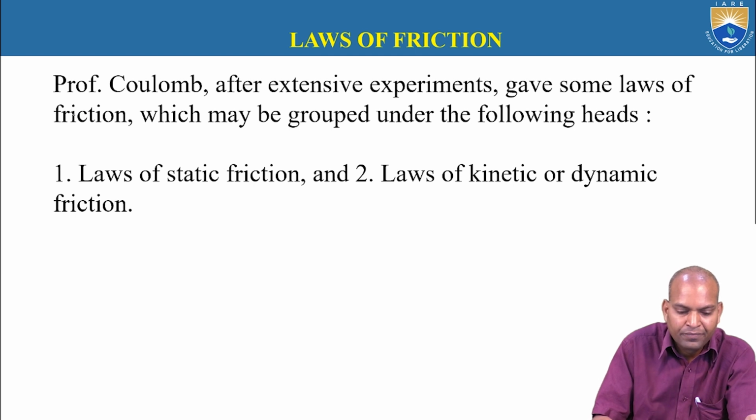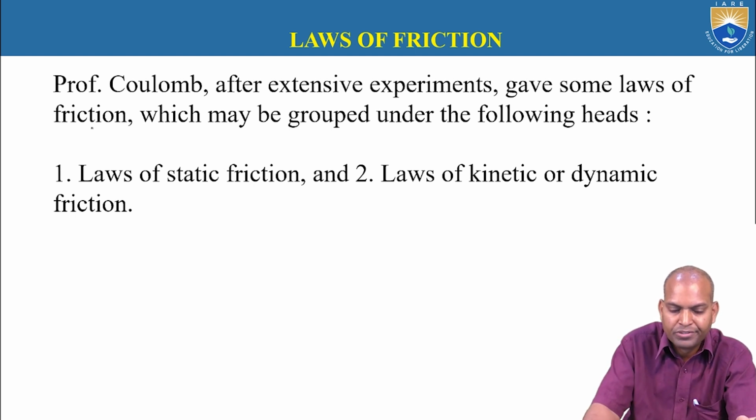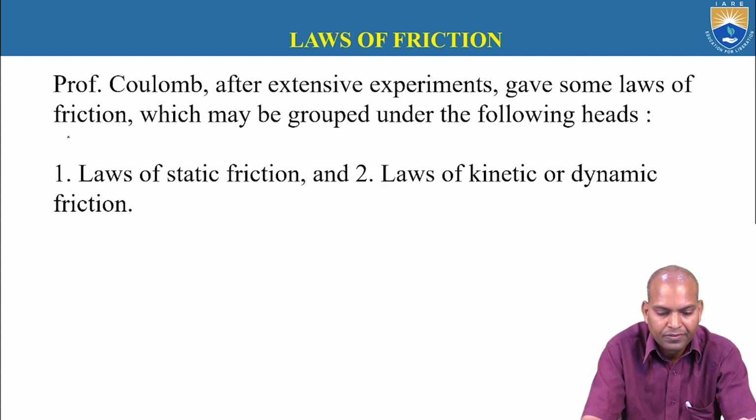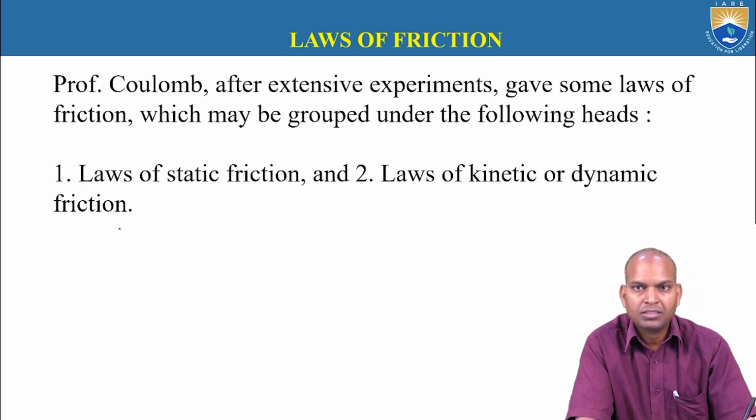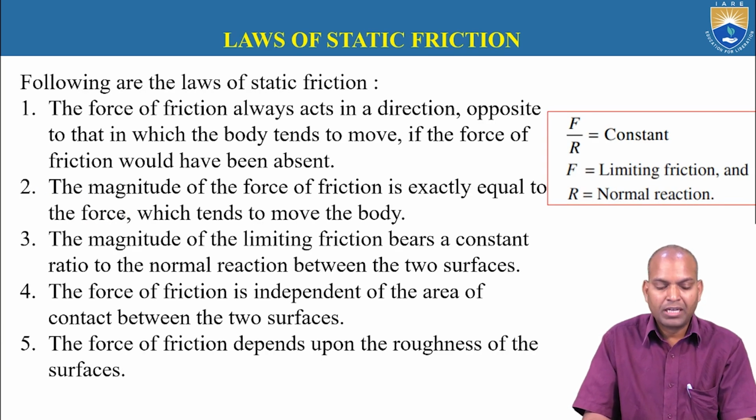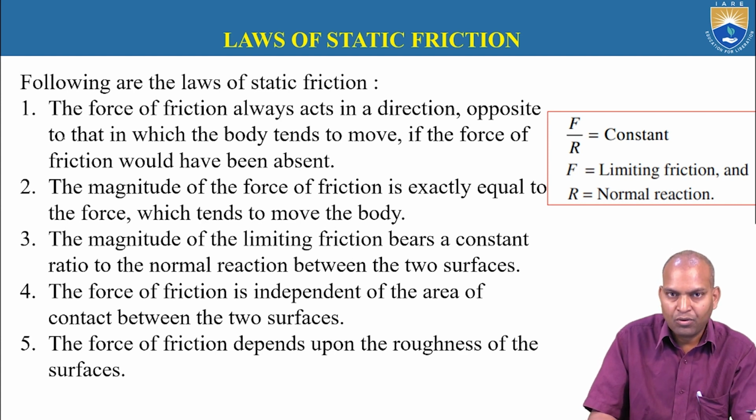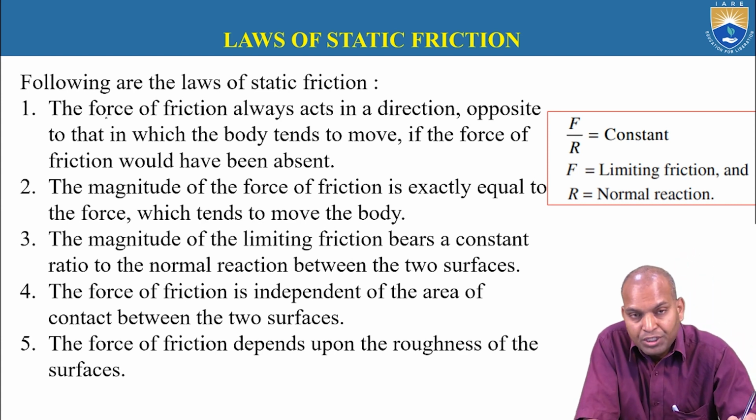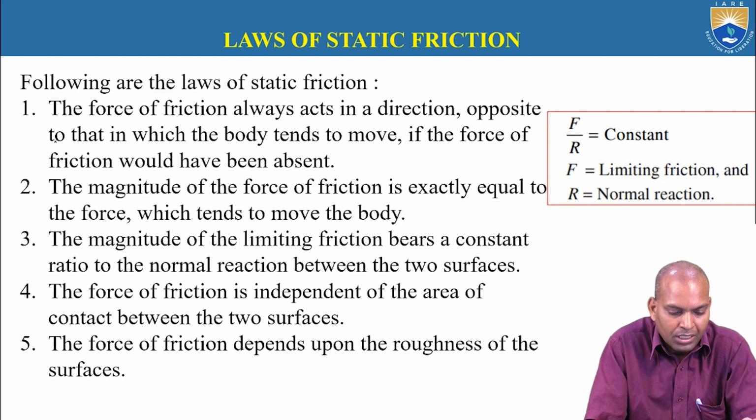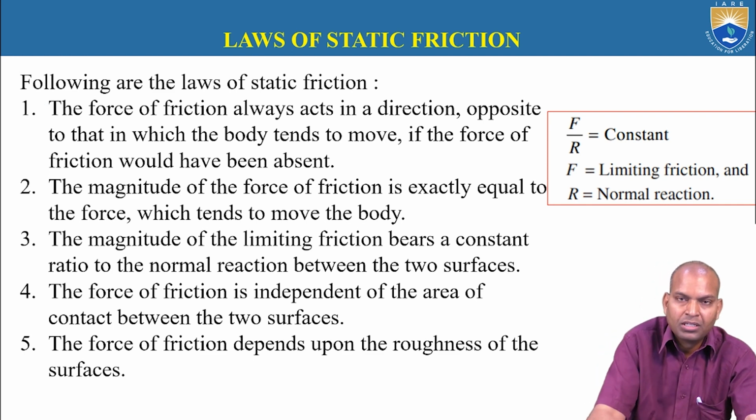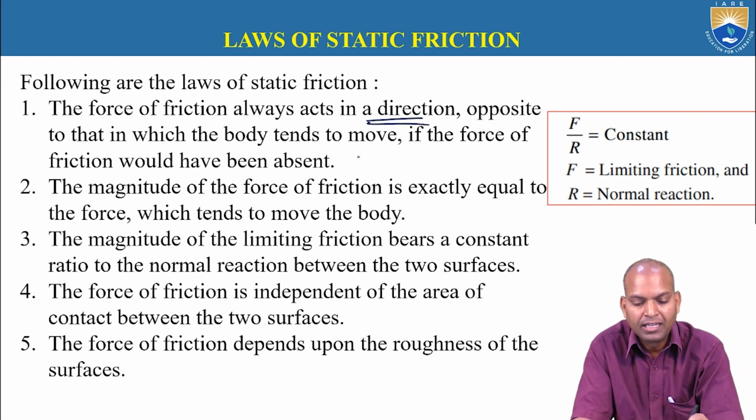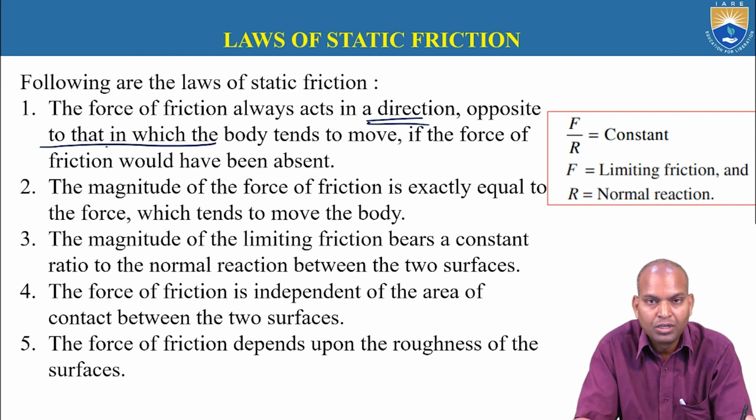Here, limiting friction you have studied. Now, Professor Coulomb, after extensive experiments, gave some laws of friction which may be grouped under two heads. One is laws of static friction. Another is laws of kinetic or dynamic friction. Now, the coefficient of friction mu equals F by R, that is, F by R equals a constant. Now, what are the laws of static friction? The force of friction always acts in a direction opposite to that in which the body tends to move.